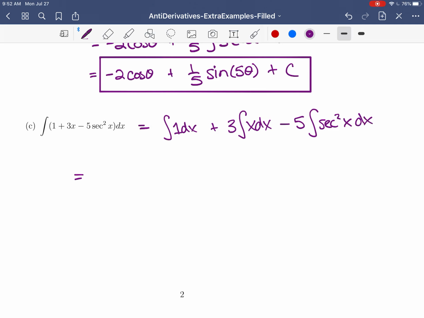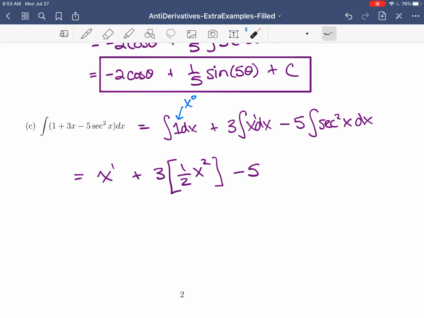Okay, so what has derivative 1? Well, that's just x. This is like x to the 0, so you could also think about this as x to the 0, and then you can use the power rule. So if I add 1 to 0, I get x to the 1, and then I multiply by 1/1. So I just get x. Plus 3, and then I'm going to use the power rule here. So it was x to the 1, so it's going to be x to the 2, which means I need a 1/2 out front.